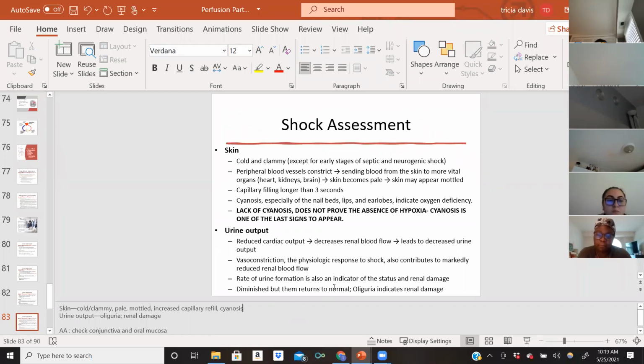I want you guys to remember with your African-American patients, you might not always be able to see cyanosis in them because of the color of the skin. So you have to remember that you have to look in other areas. So you want to check the conjunctiva and their oral mucosa. Those are going to be your indicators. I don't know if you guys remember that from fundamentals or not.